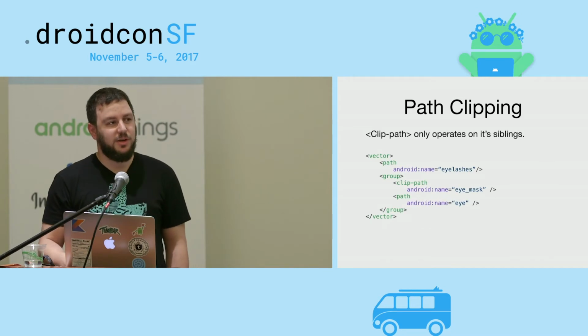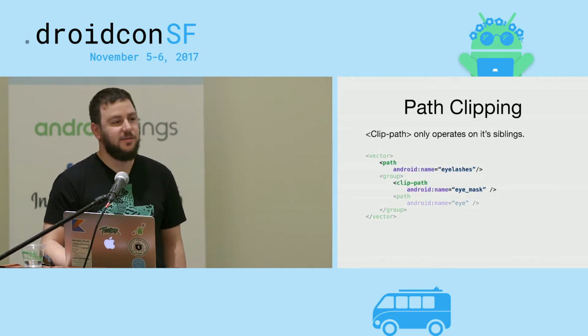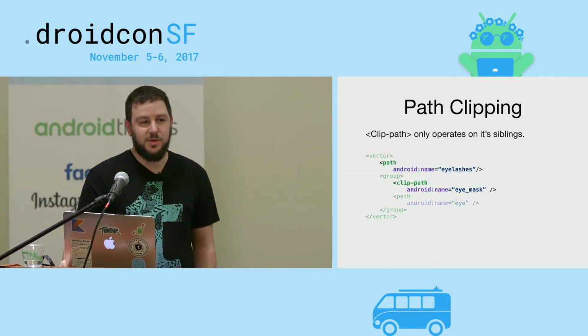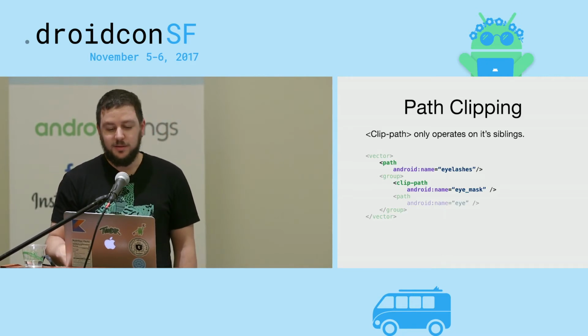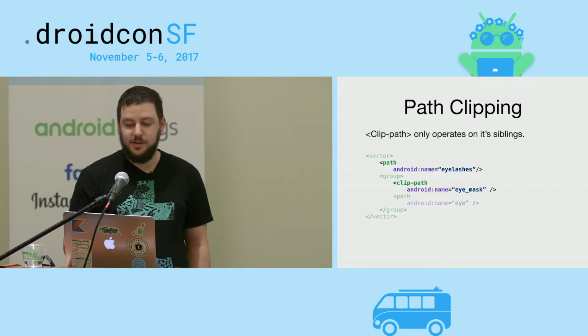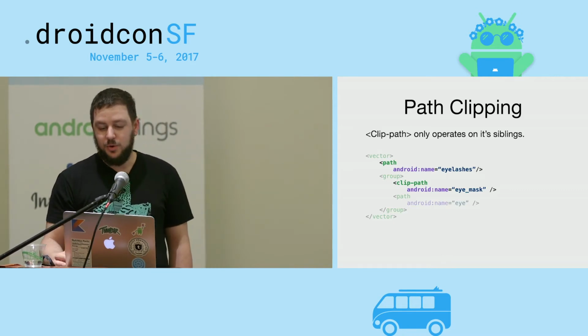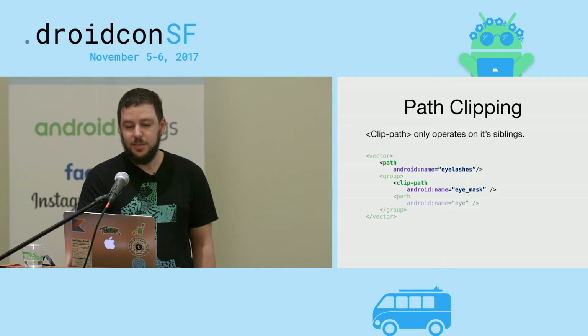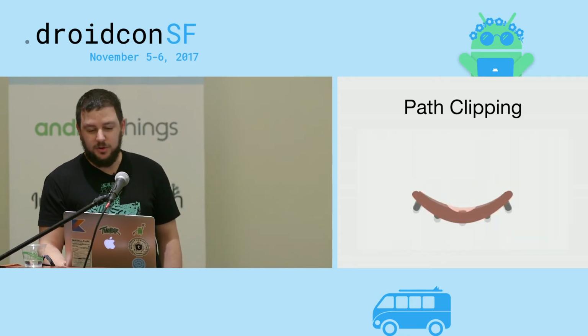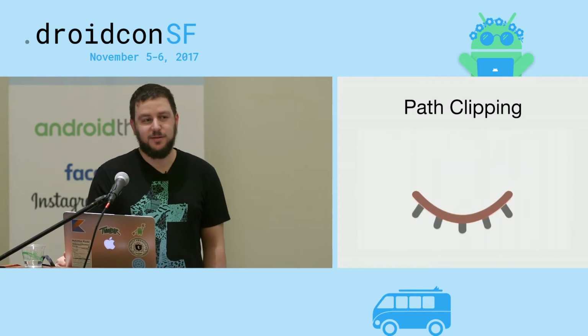Well, a nice property of the clip path is that it only affects its siblings within a group. So if we structure our vector drawable such that the eyelashes are not a sibling of the mask, we're able to draw the eyelashes outside the mask area. And what we get when we put it all together is this blinking effect.